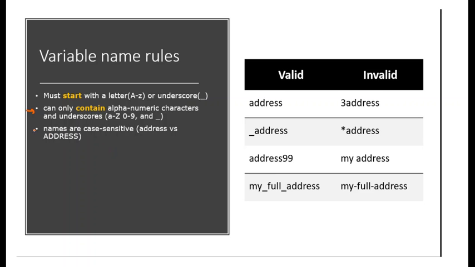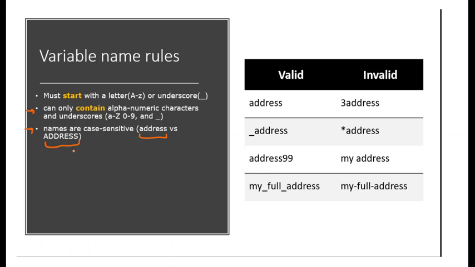Third rule is that the names are case sensitive. So a variable named address with a lowercase a is completely different than a variable named Address with a capital A, and both of them will hold different values and will be considered different variables.